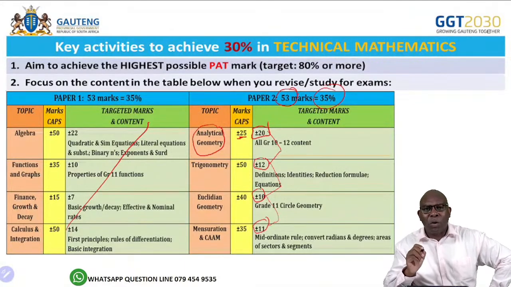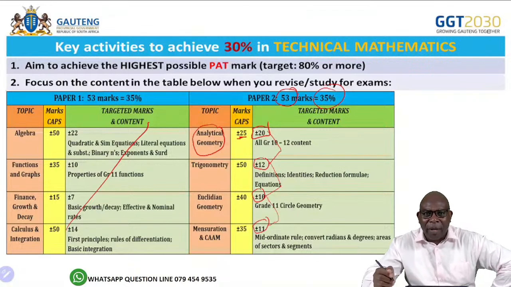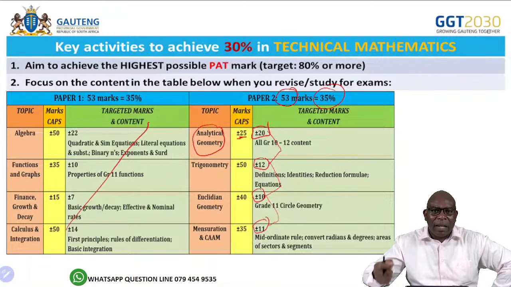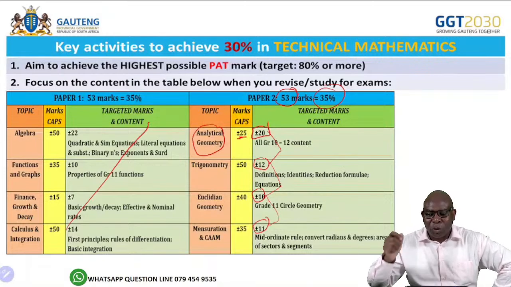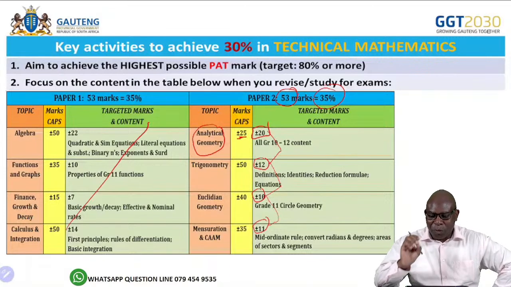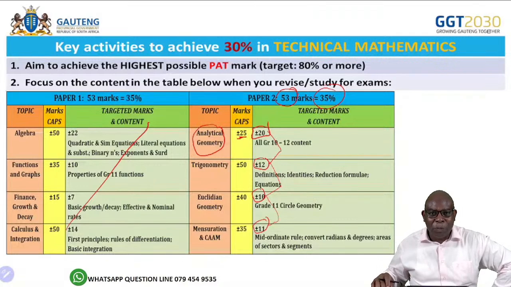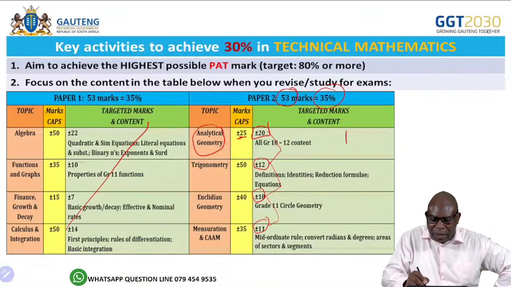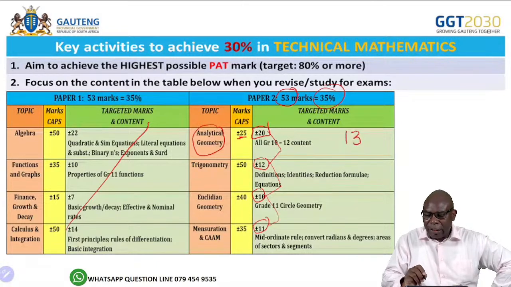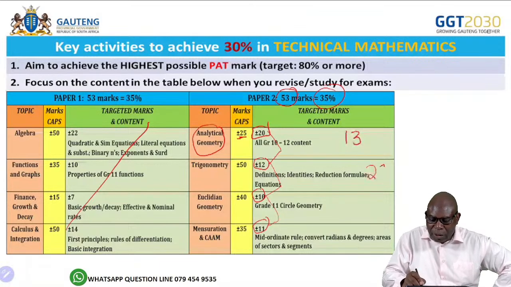But this is very low. We need to target more marks here. And in the paper that I've chosen for today, I've targeted about 80 marks. So you'll count with me. When we do the activities, please count with me. In analytical geometry, we have targeted about 13 marks here. And then in trigonometry, we have targeted about 28 marks.